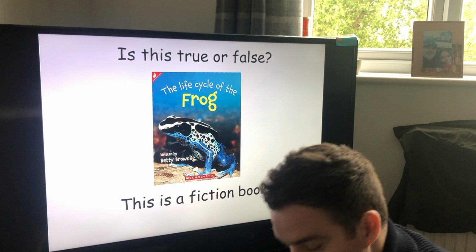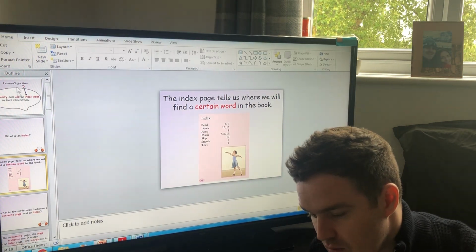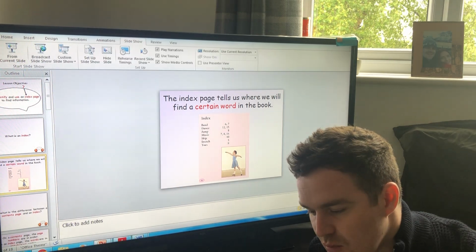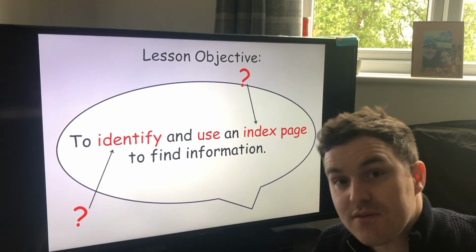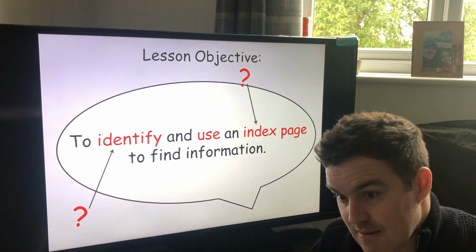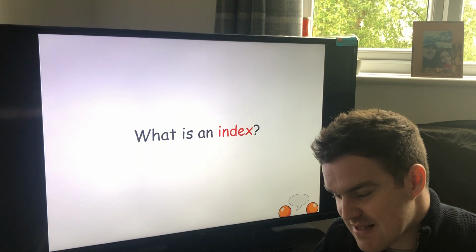Okay, so let's move on to what we're doing today. We're looking at a different part of the non-fiction book. We were looking at the contents page yesterday. We're looking at the index today. Okay, what is an index?